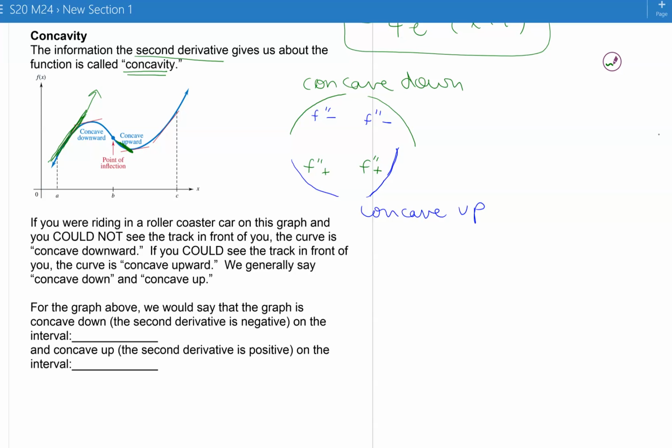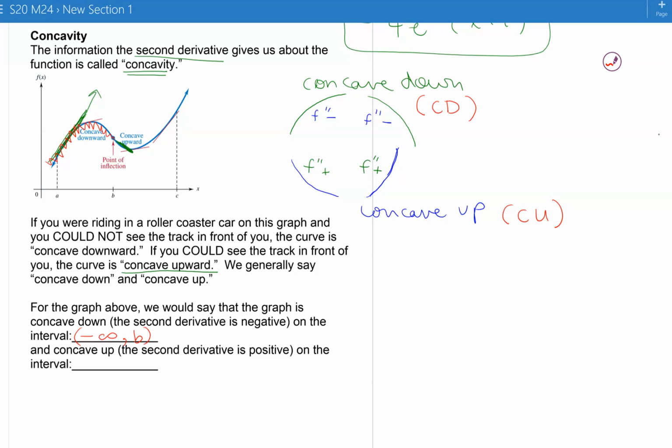Technically it's concave upward and concave downward, but people never say that. They say concave down and concave up. In fact, we're going to abbreviate those and say CD for concave down and CU for concave up. So in this graph, we would say that the graph is concave down, the second derivative is negative, on the interval from negative infinity to b. So on this part of the graph, it's concave down.